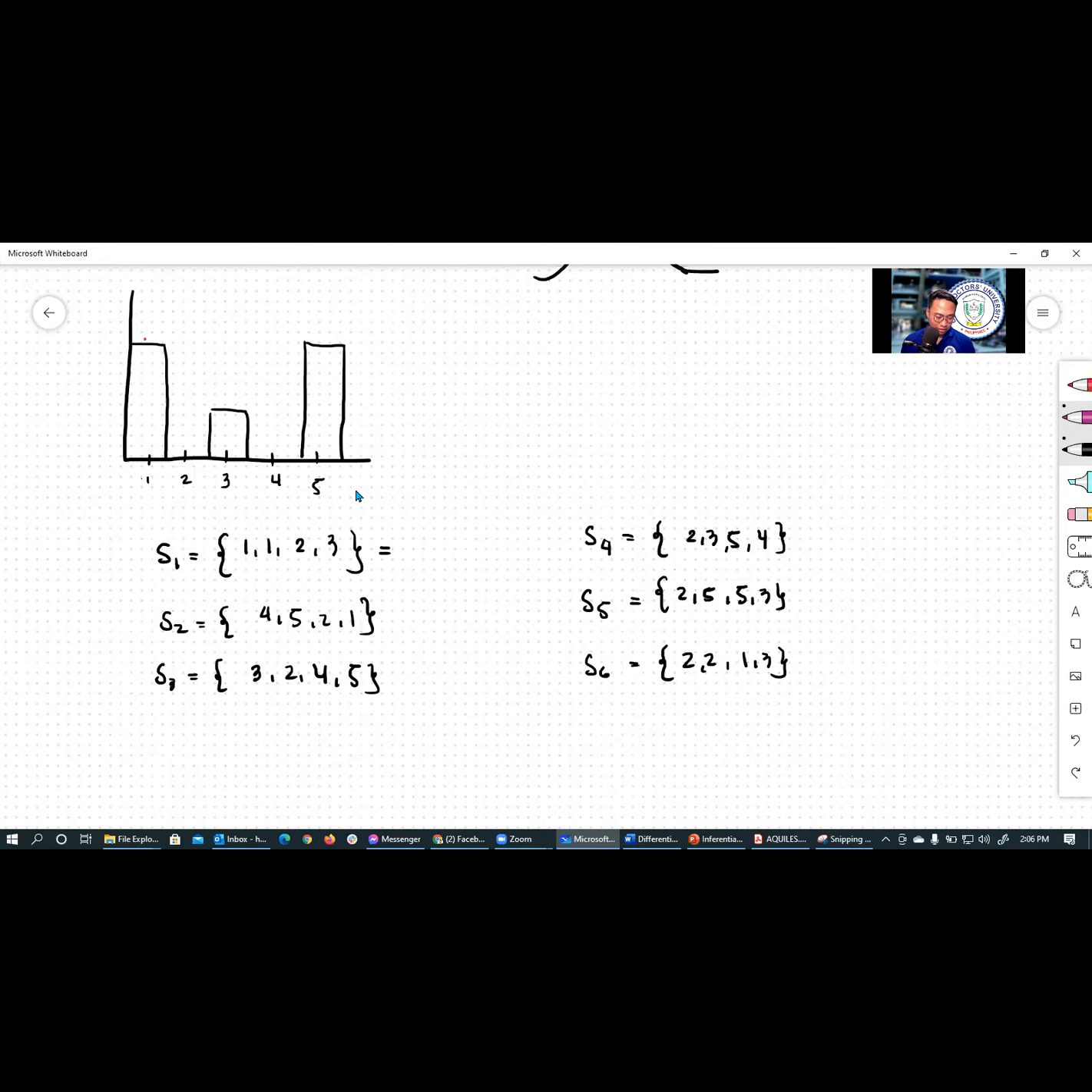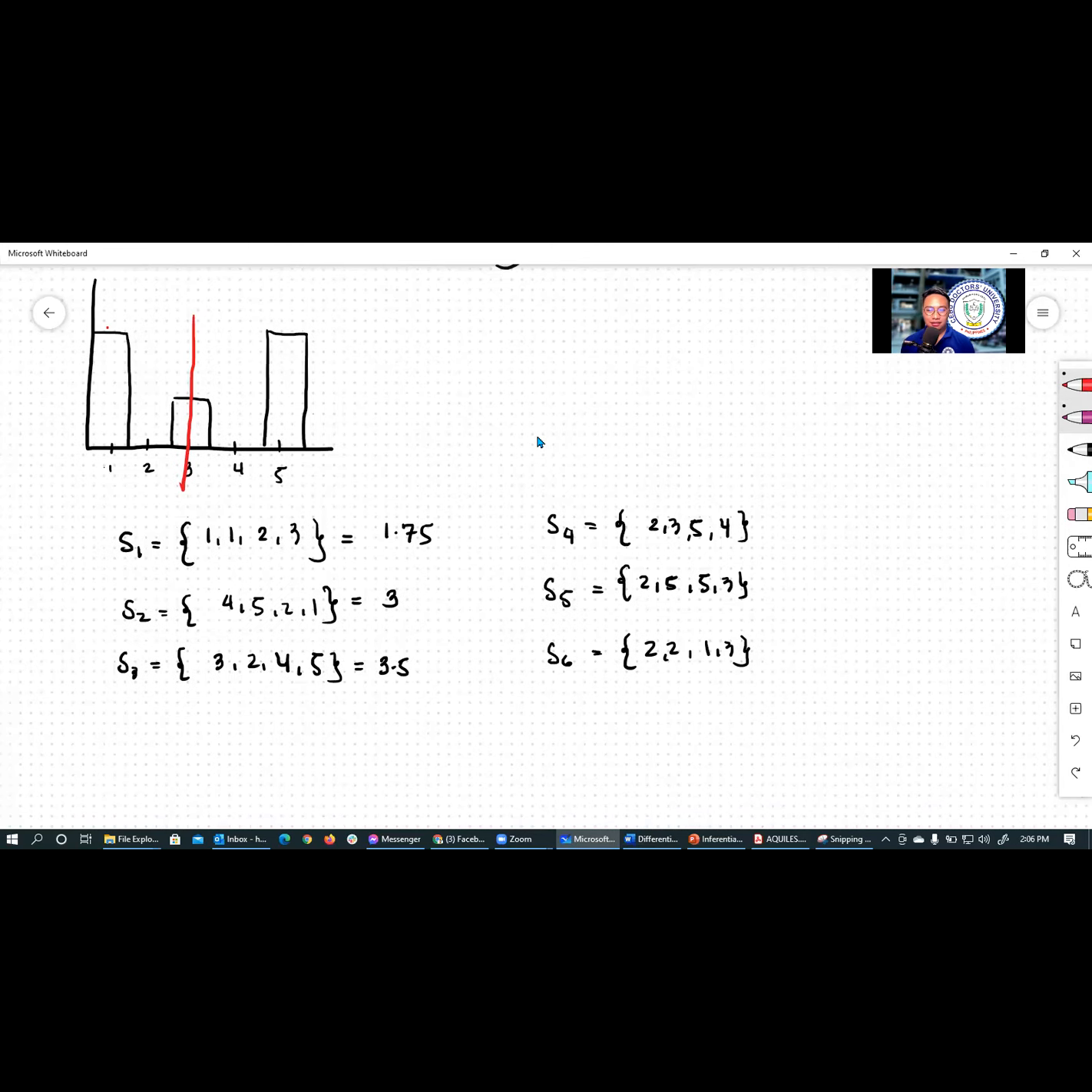So let's take the mean for this one here. 1 plus 1 plus 2 plus 3 divided by 4 gives us 1.75, right? S2: 4 plus 5 plus 2 plus 1 divided by 4 is going to be 3. S3: 2 plus 3 plus 4 plus 5 divided by 4 is going to be 3.5. And by the way, if you take a look at this illustration here, guys, it clearly shows that the mean is actually 3. The middle part is 3. Just an additional detail.